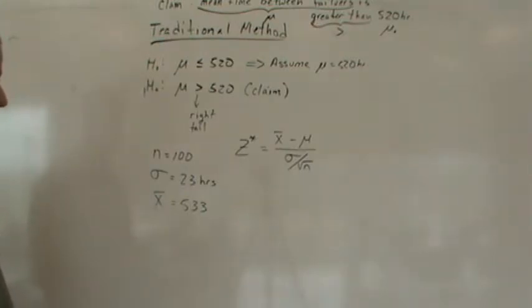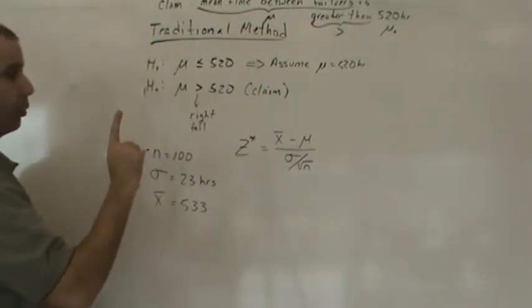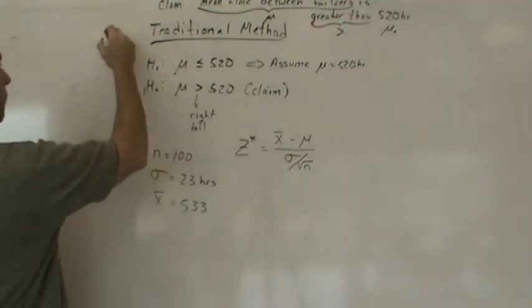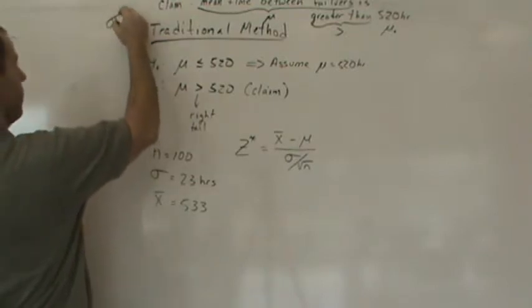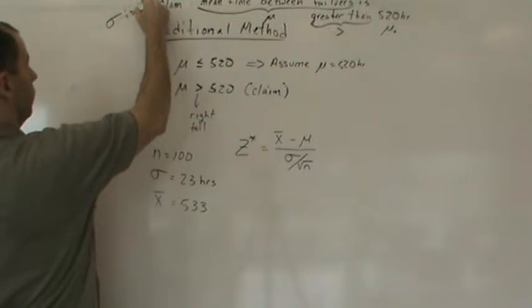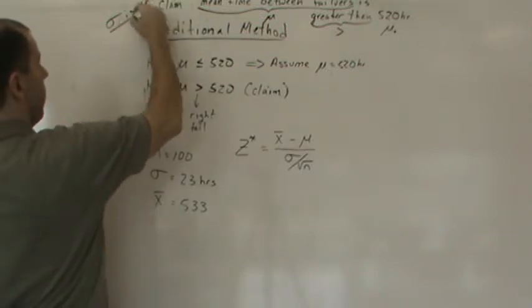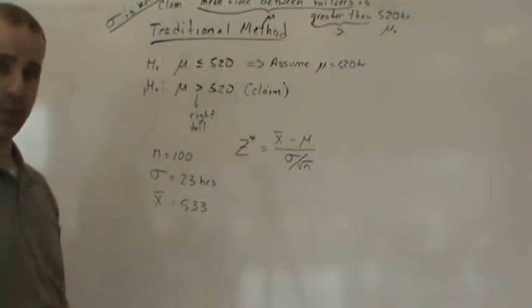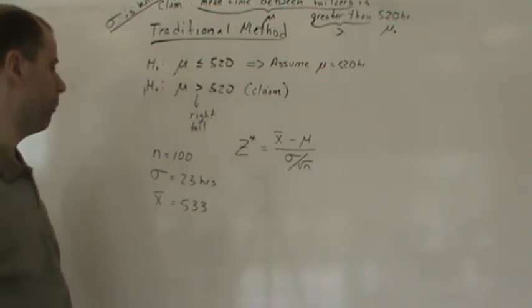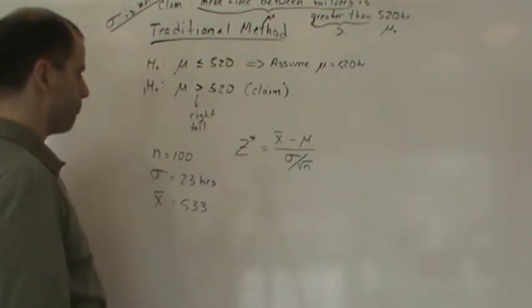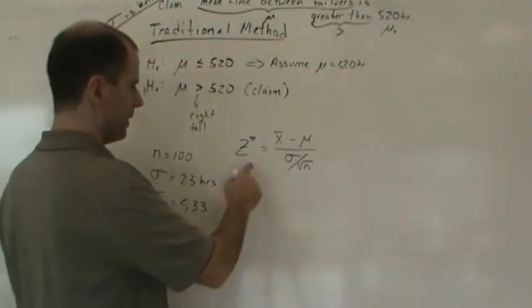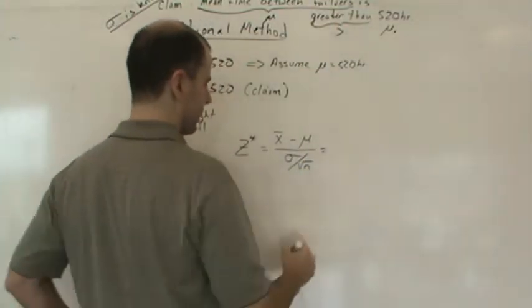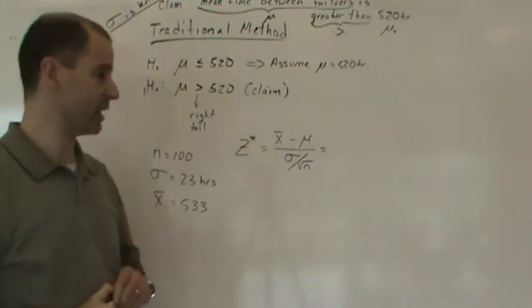Now, at this point, what we're assuming is that we know sigma. So realize that sigma is known. Okay, so everything that we're doing for right now is under the assumption that sigma is known. Now, this is our test statistic, or z star, and it's just a z-score.